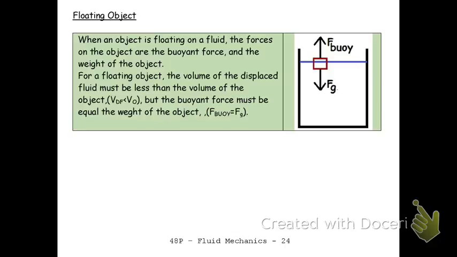What about floating? It sounds horrendous, and they tend to make the problems look horrendous, but they're not. When you're floating, the volume of the displaced fluid is not the same as the volume of the object, because some of it is stuck above. But the forces are the same, because you're not accelerating. So now we know our two forces are the same. F_buoy is equal to F_g.